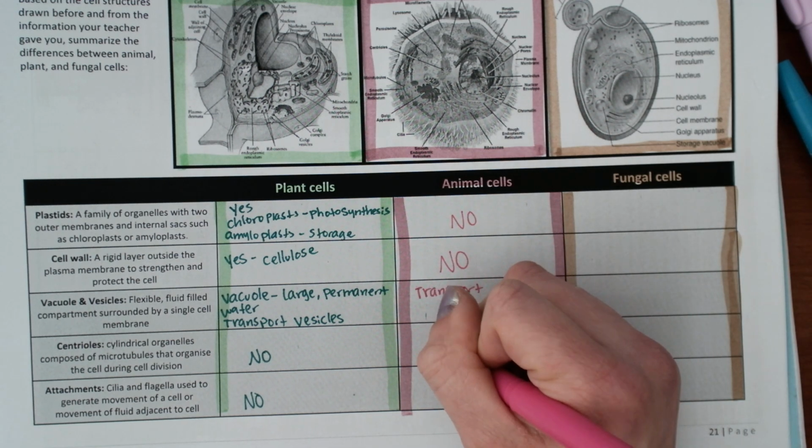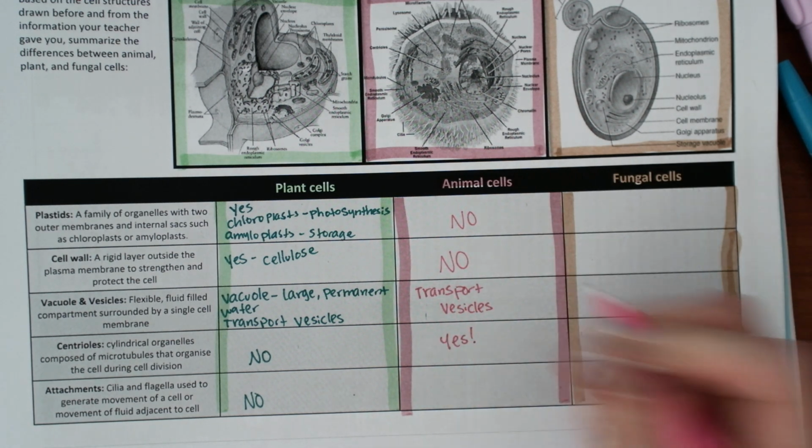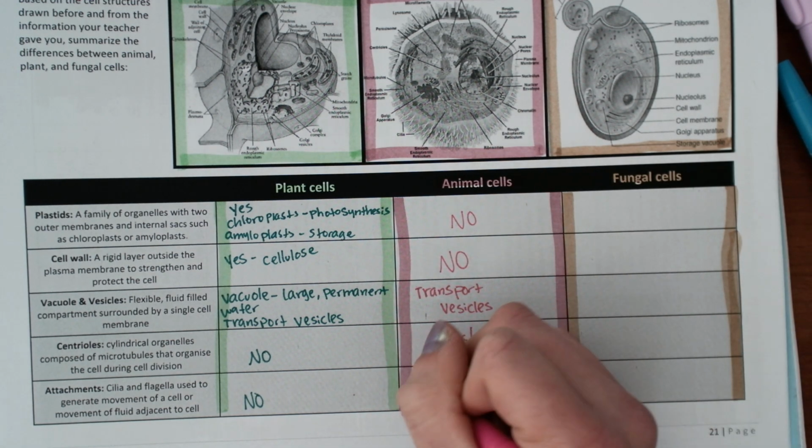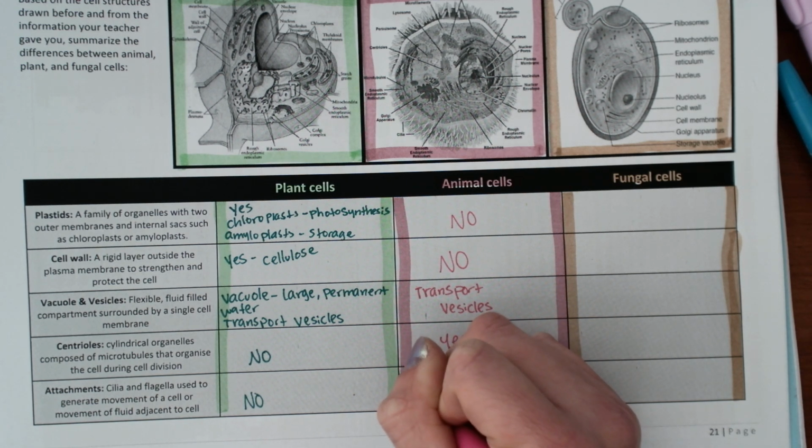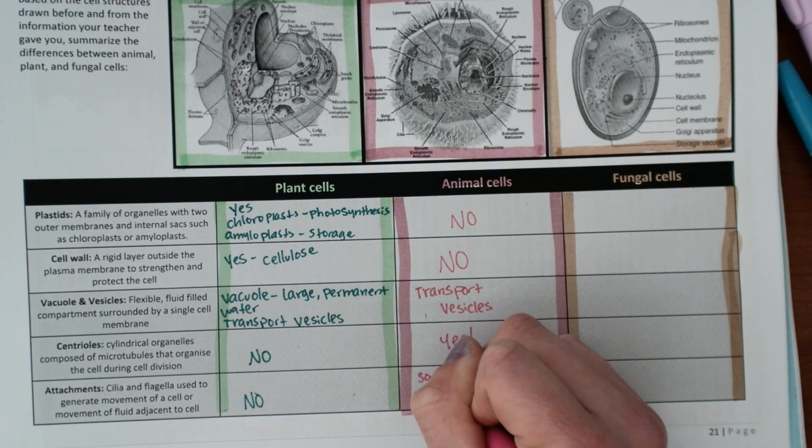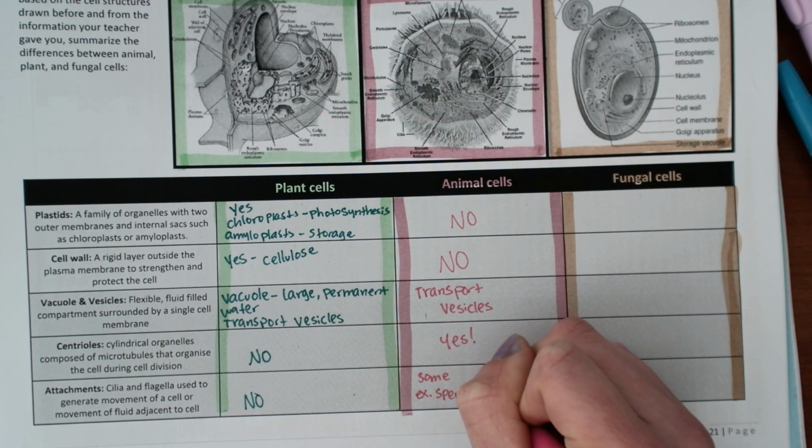Do they have centrioles? Yes. And then, do they have cilia and flagella? Some do. Example, sperm have flagella.